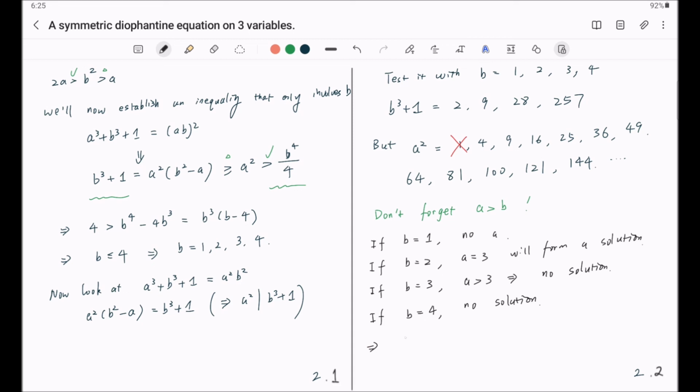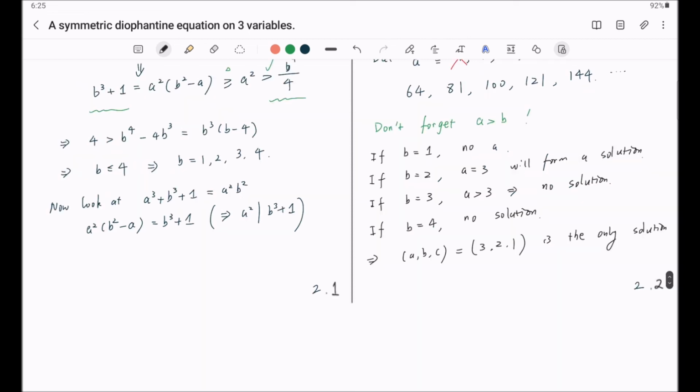This tells us that (A, B, C) equal to (3, 2, 1) is the only solution to the equation A cubed plus B cubed plus C cubed equal to A B C squared, with the assumption that A is greater or equal to B, B is greater or equal to C. So this is the only solution under this assumption.